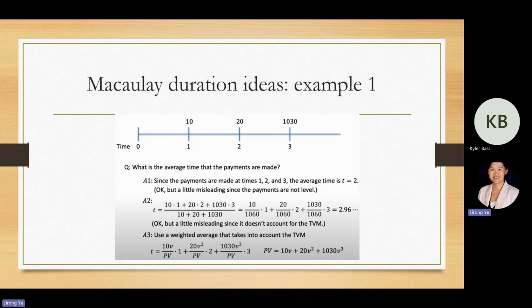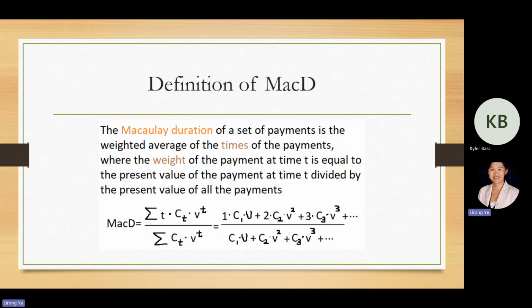Any questions? That was a smooth explanation, trying to go through the idea of the Macaulay duration. So the Macaulay duration of a set of payments is the weighted average of the times of the payments, where the weight of the payment at time t is equal to the present value of the payment at time t divided by the present value of all payments.